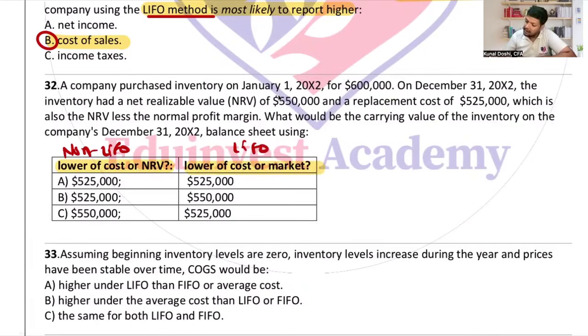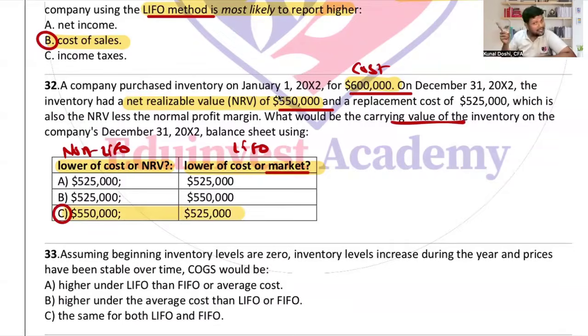So they're asking: a company purchased inventory at this price, so this is cost, 600,000. On December 31, at the end of the year, inventory had an NRV of 550,000. This is my NRV. And a replacement cost, which is okay. What would be the carrying value of the inventory? Now, when they say lower of cost or NRV, should I take 600,000 or 550? I will go for 550. The only option here is C, isn't it? So actually my answer is done, but still we will see how to find lower of cost or market.